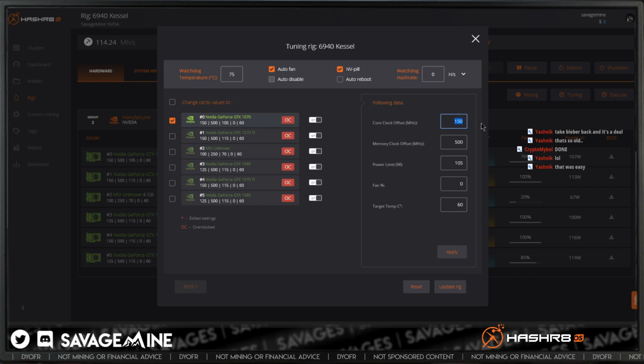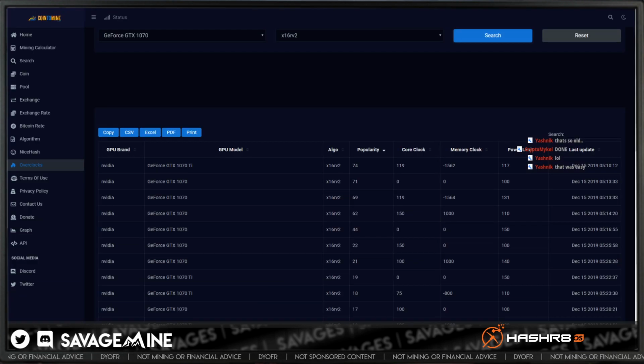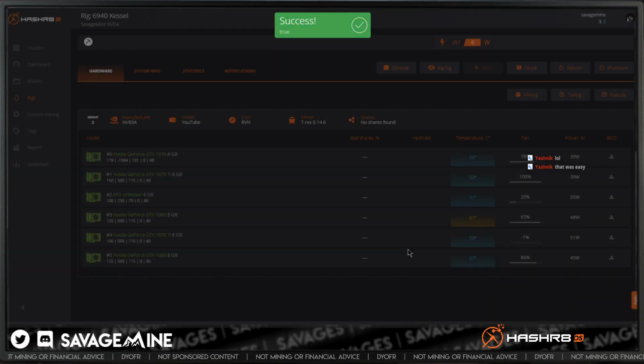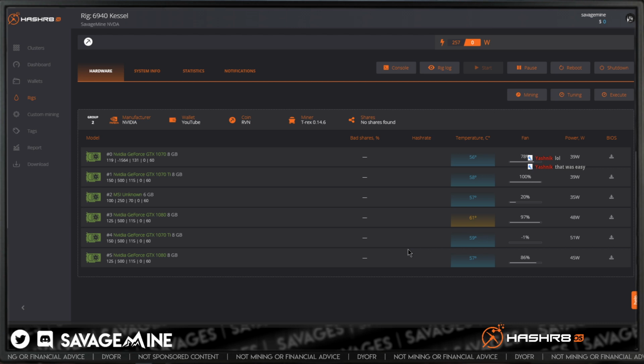We'll come in here, I think it was 119 minus 1564. 131. Is that what it was? Yep. 131. That's going to be a lot of power draw. Okay. So apply that. You can see it changed over here. And then update rig, so that it's restarting the miner now.